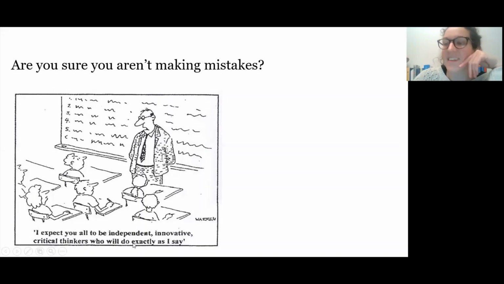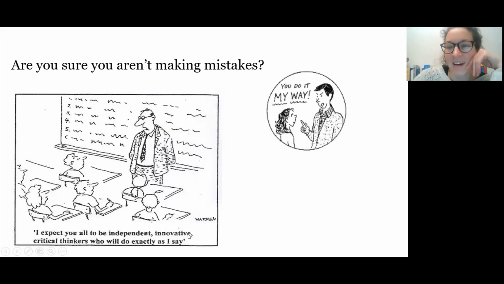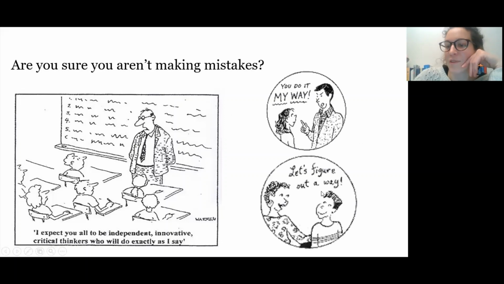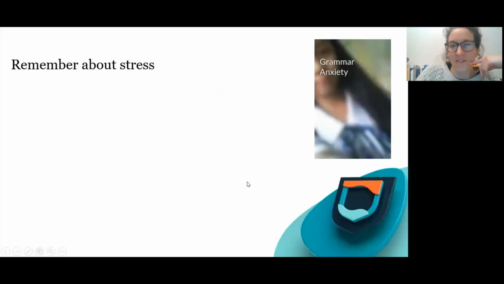Yeah, it is difficult, but we need to let students make their own mistakes. And yeah, you do it my way, try, let's figure out the way, because it's about the way, not about my or your way. English exists even though we don't teach it, or we do teach it, right? There is English, there is a way, always, and we just help students to find it together.